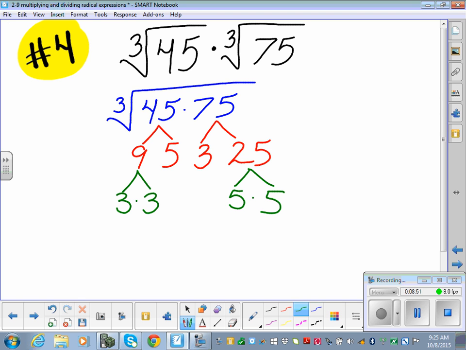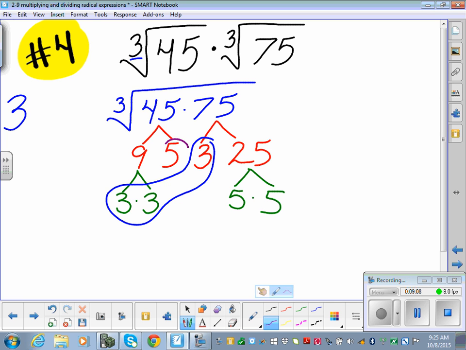Now from here, be careful. Are we pulling out groups of 2, 3, 4, what? Groups of 3. We know that because it's a cube root. So if there's 3 of them, it can leave the house. Otherwise, it's got to stay. So there's 3 3s right there, so we'll pull out a 3 for those 3 3s. And then right here, there's 3 5s.